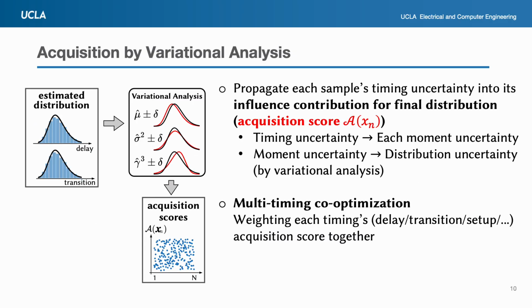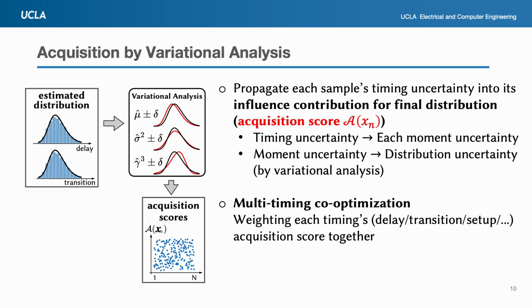Then we want to propagate each sample's timing uncertainty into its influence contribution to the final distribution, also known as the acquisition score. There are many equations in our paper, but to summarize them, we first compute the contribution from the timing uncertainty into each moment's uncertainty, and then we evaluate each moment's uncertainty towards the entire timing distribution's uncertainty by the variational analysis.